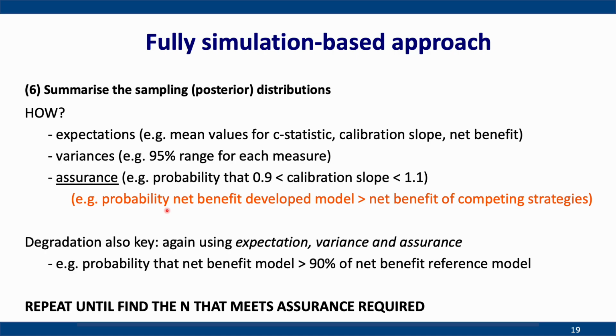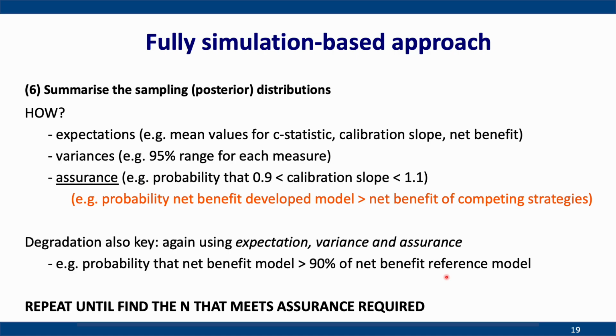And so we can be thinking about sample size now in the sense of, okay, what's the probability my new model will lead to success in terms of clinical benefit? So that's really important. Degradation is key in all this. Like I said, we can look at expectation, so the expected degradation, but we can look at the variance of the degradation and also the assurance. So what's the probability that the net benefit of the model that we produce will be at least 90% of the net benefit of the reference model?